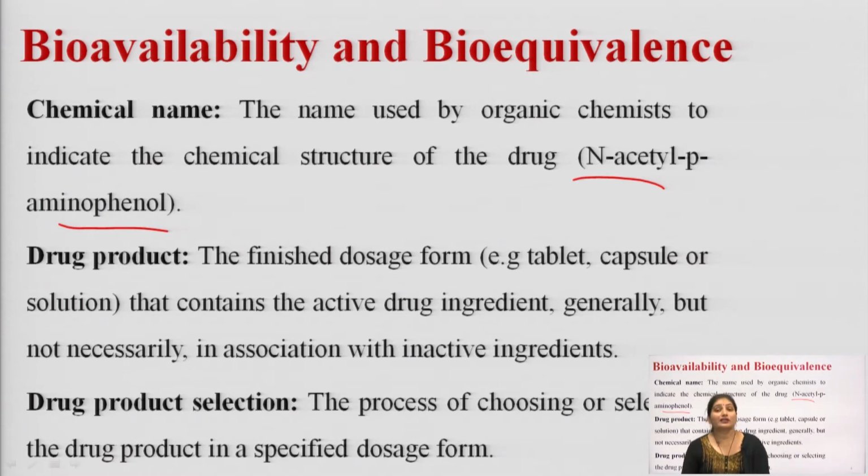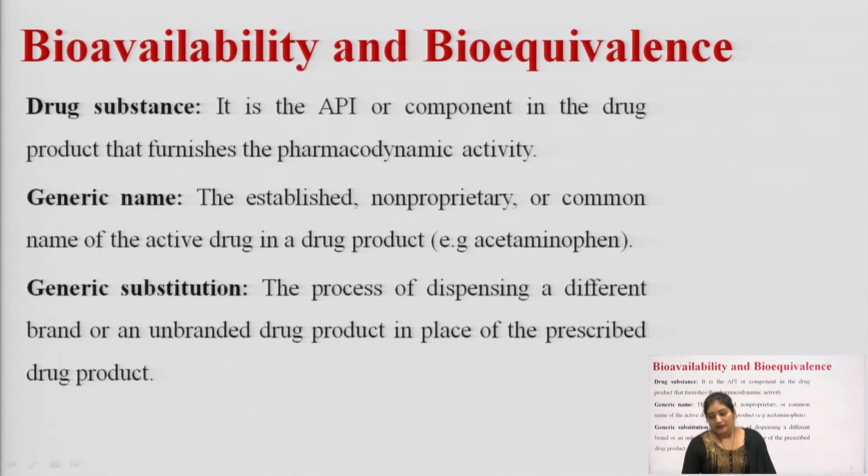Next is the drug product selection. What do you mean by drug product selection? It is the process of choosing or selecting the drug product in a specified dosage form. The next term is the drug substance. What do you mean by drug substance? Drug substance is the API, the active pharmaceutical ingredient, the component in the drug product that provides pharmacodynamic activity or therapeutic effectiveness.